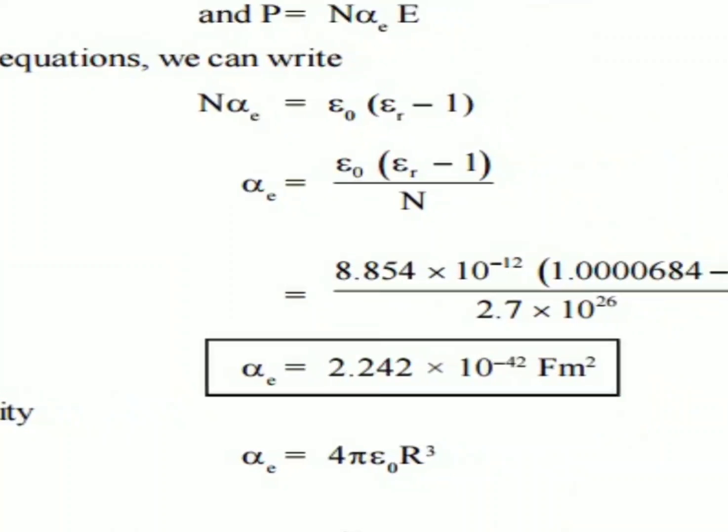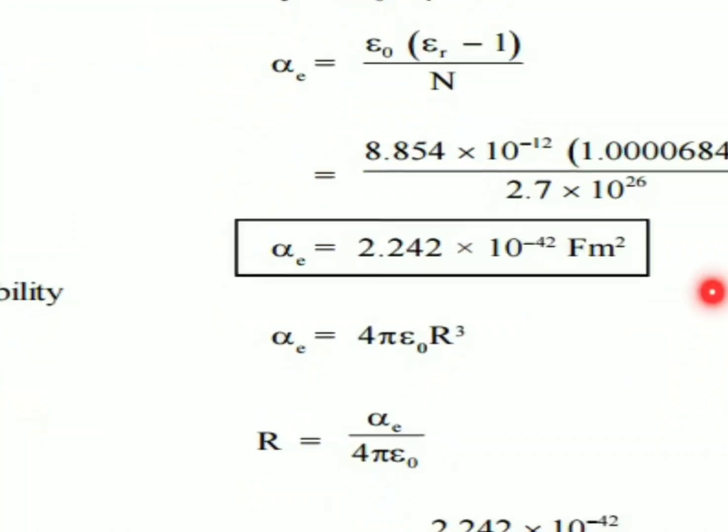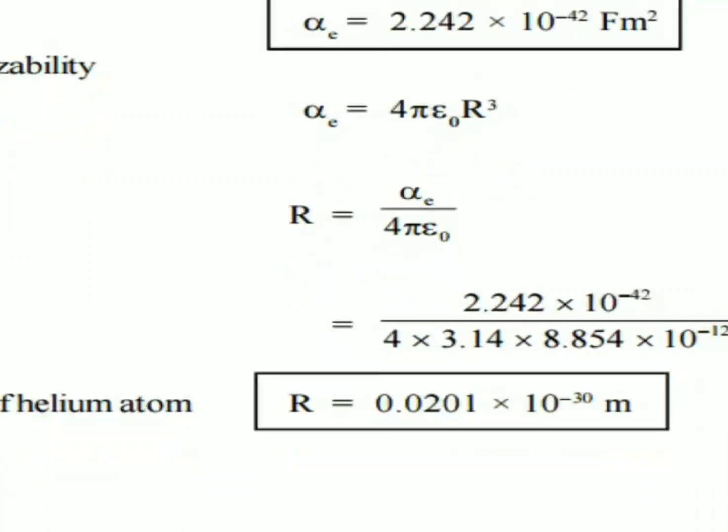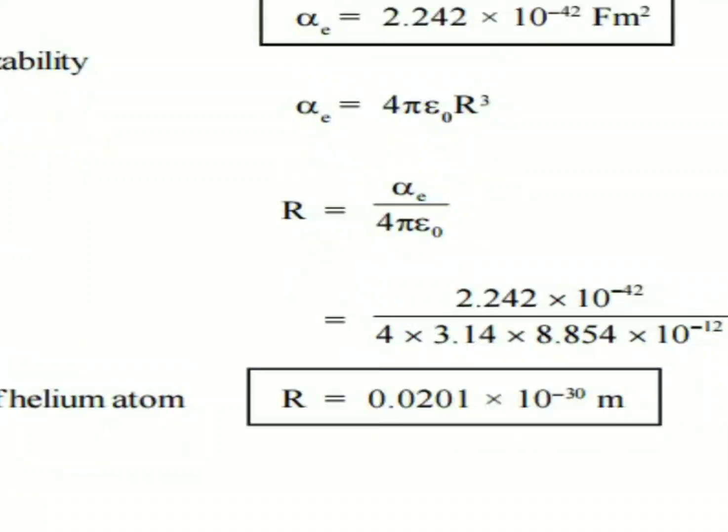Now substitute the values: epsilon naught 8.854 × 10^-12, epsilon r value 1.000684 minus 1, and the number of atoms 2.7 × 10^26. Finally we get the answer: electronic polarizability alpha E is equal to 2.242 × 10^-42 farad meter square. But here there is another part, that is the radius of the helium atom.